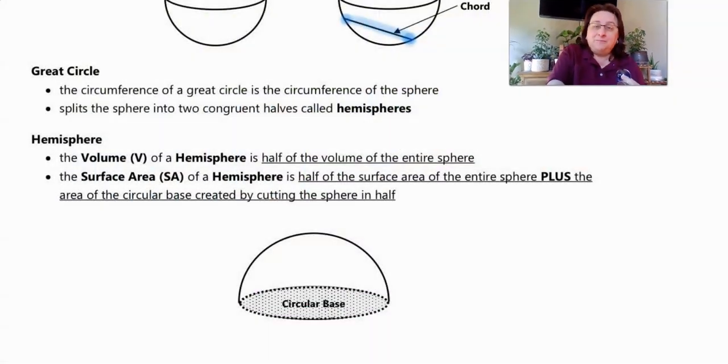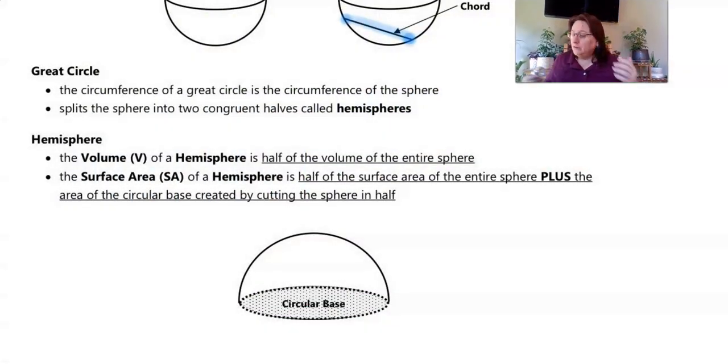Now, guys, if we go back and we look, if you look, it says the volume of a hemisphere is half the volume of the entire sphere. And the surface area of a hemisphere is half the surface area of the entire sphere plus that circular base, which is the great circle, because everything on the surface is surface area.